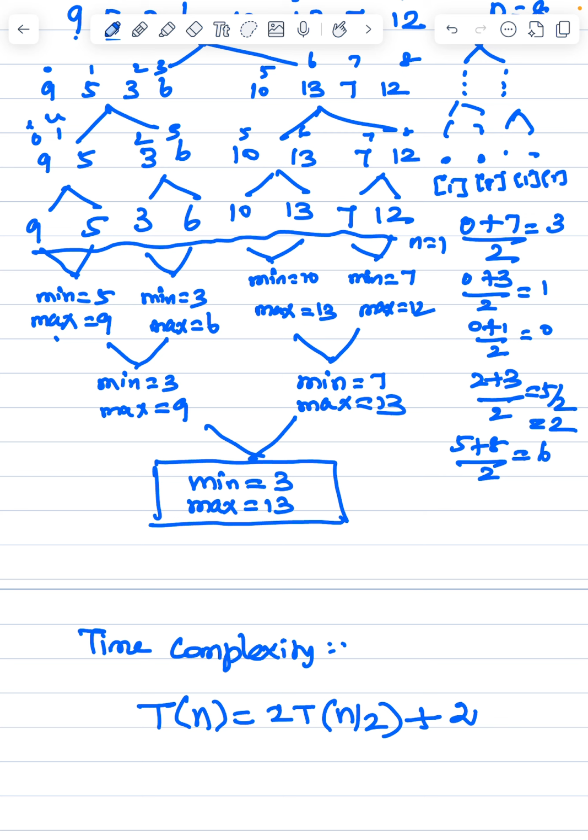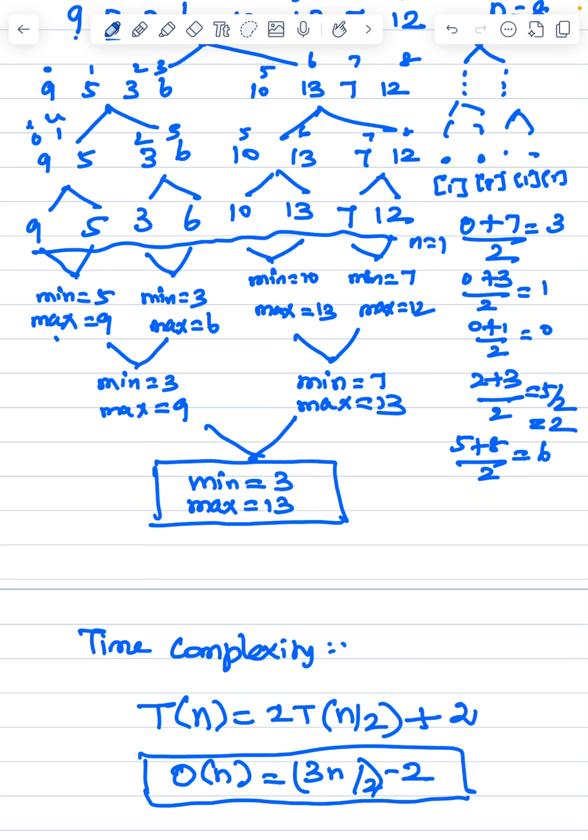If you solve this recurrence relation, that will give you the time complexity of 3n/2 minus 2. Okay, 3n/2 minus 2. That is the time complexity of finding the minimum and maximum element using the divide and conquer approach.